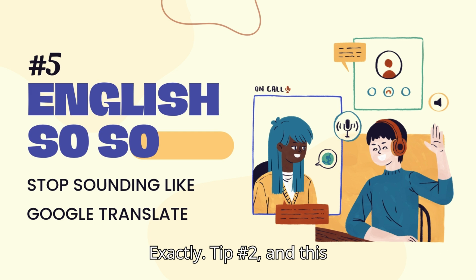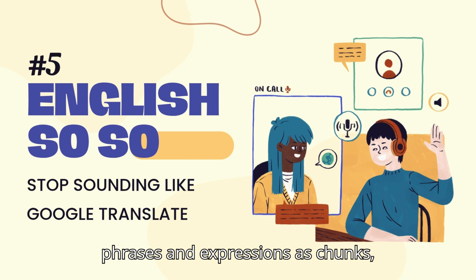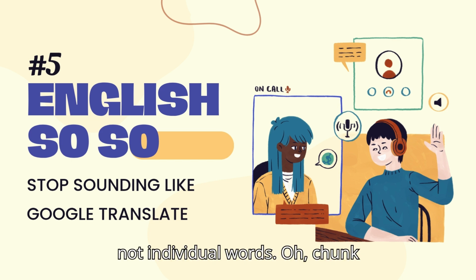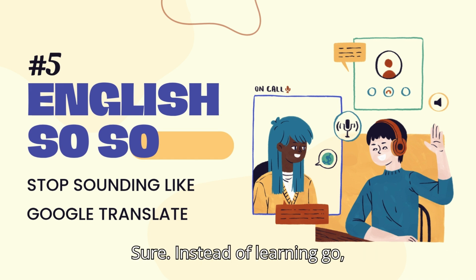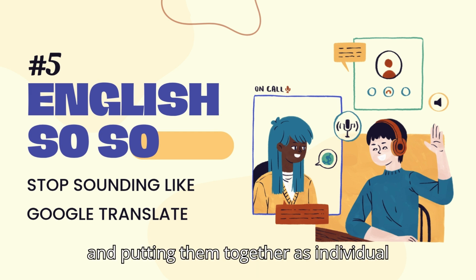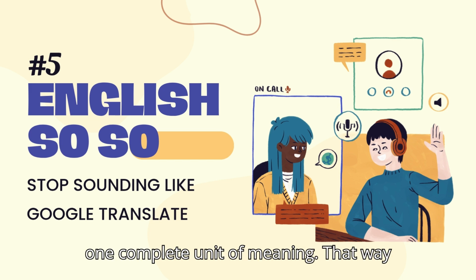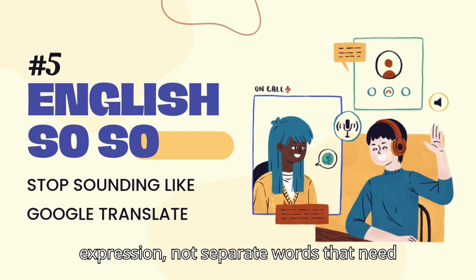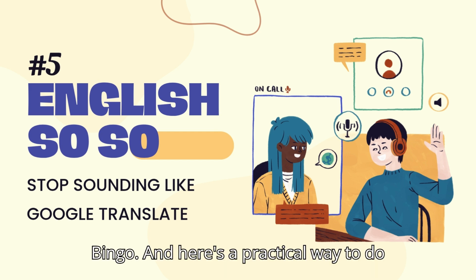Tip number two, and this one changed everything for me. Learn phrases and expressions as chunks, not individual words. Oh, chunk learning. Can you give us an example? Sure. Instead of learning "go," "grocery," "shopping" separately and putting them together as individual words, learn "go grocery shopping" as one complete unit of meaning. That way your brain stores it as one natural expression, not separate words that need to be assembled each time you speak. Bingo! And here's a practical way to do this.